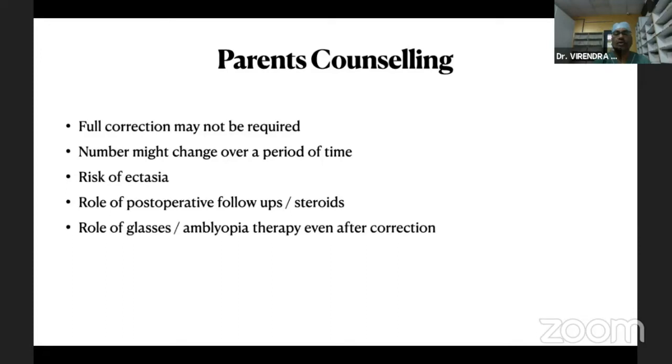The role of postoperative follow-ups is very, very important, because you require a frequent follow-up. You need to use steroids which have different complications like a glaucoma, cataract, or some issues with the surface also. Though not very common, but it can be there. And to have particularly good results in surface ablations, you need to give steroids for a longer period and maybe in more frequent doses also. So there is a definite role which patient should understand, parents should understand in this case, because the child is not going to understand. The role of glasses, amblyopia therapy, even after correction may be required, because as I said, it may not be fully correctable.